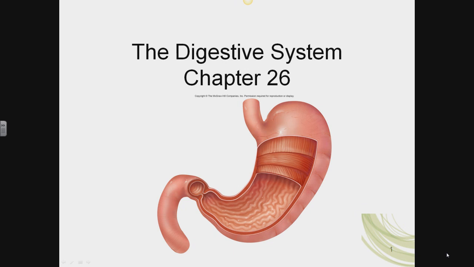After the nutrients from foods are absorbed, some materials remain that cannot be digested or absorbed, such as cellulose and fiber. These materials must be expelled from the body through a process called defecation. All of these functions are the responsibility of the digestive system.